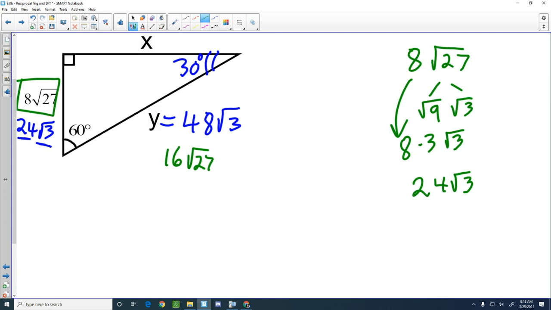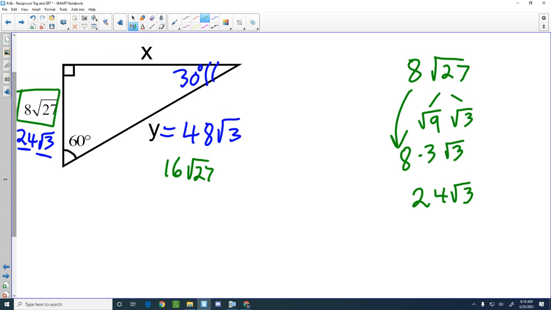Now for the x, though, that's the long leg up at the top. River, what'd you get for this? The long one? Yeah. 72? Oh, that's right. Good thing you had your calculator out to help you. So for the long leg, you simply take the short leg length, so 24 root 3, and you multiply it by another root 3. Remember, you take that short leg and you multiply it by a square root of 3.